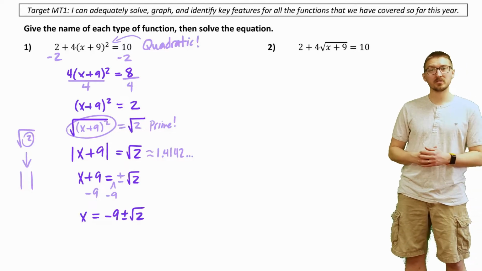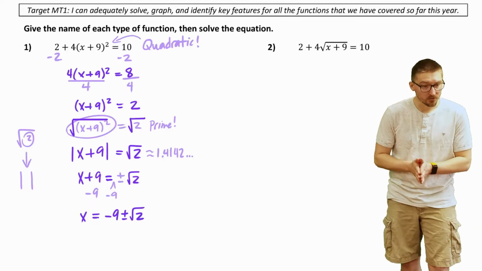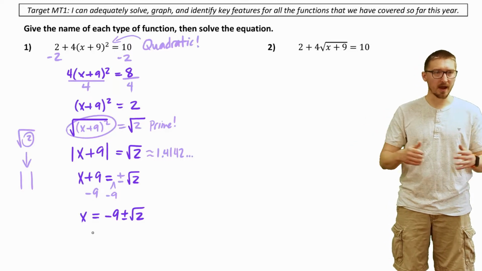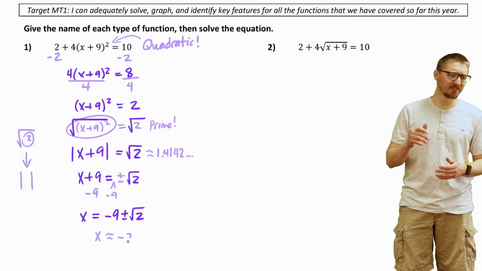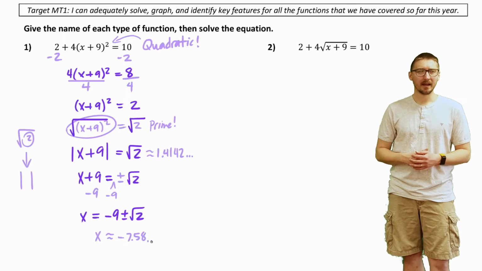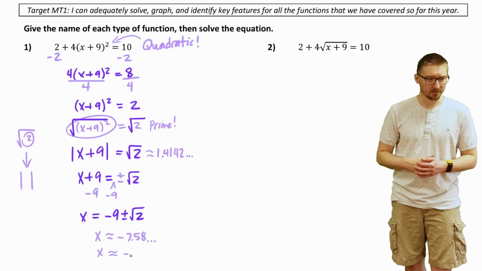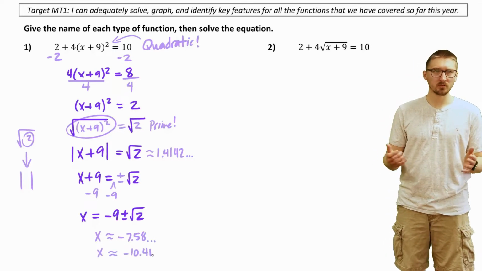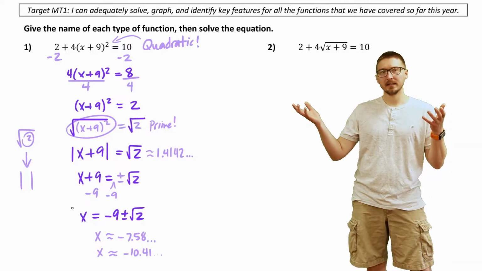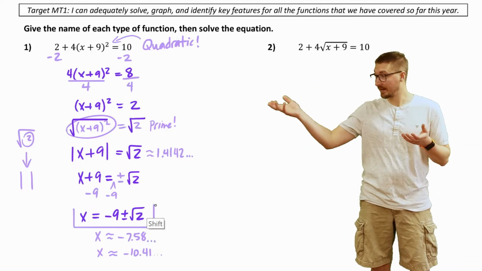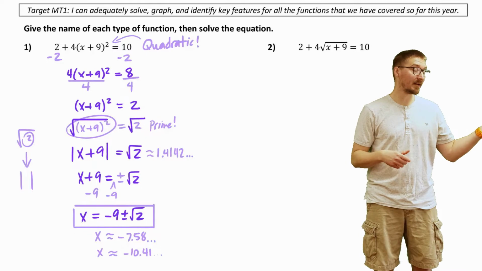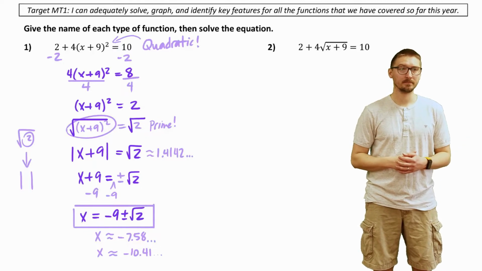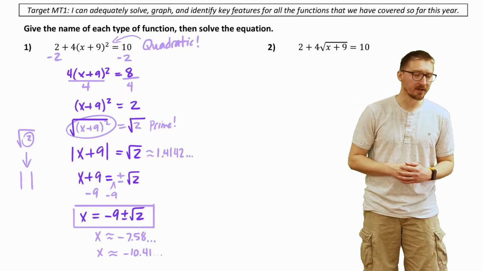Now, if you are more of a decimal person, and you were trying to find those two different answers when you do the math, it's about -7.58 and -10.41. So those would be the two solutions that make the entire equation balance, that you'll get 10 on the left-hand side and then 10 on the right-hand side as well. So that's how we solve that first quadratic.